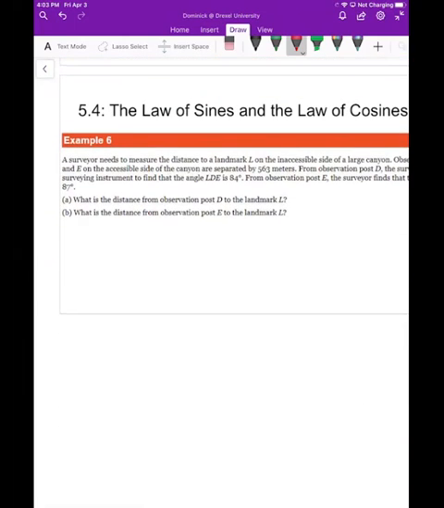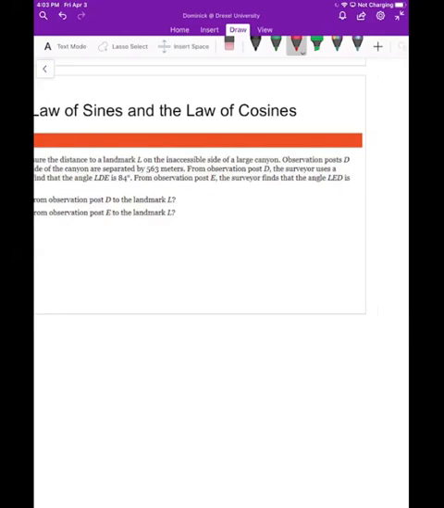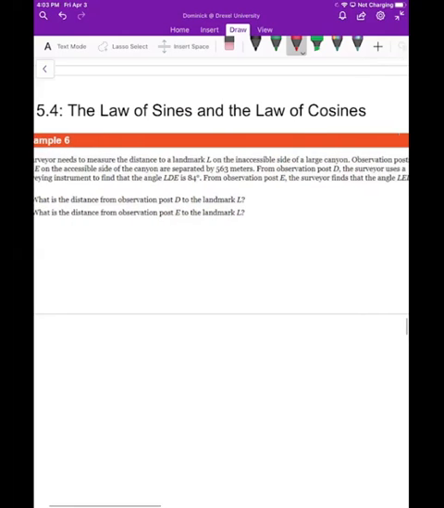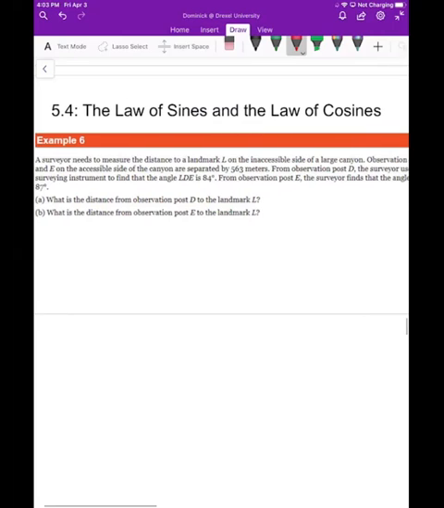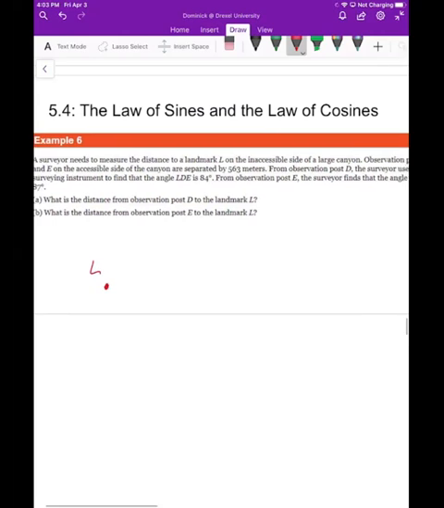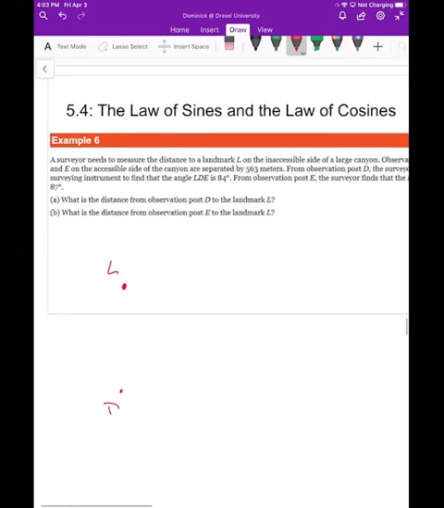Okay, so in example 6, we have that a surveyor needs to measure the distance to a landmark L on the inaccessible side of a large canyon. Observation posts D and E on the accessible side of the canyon are separated by 563 meters. So let's maybe start drawing this out. We have L here, on the inaccessible side, and then we have D and E on the other side, separated by 563 meters.